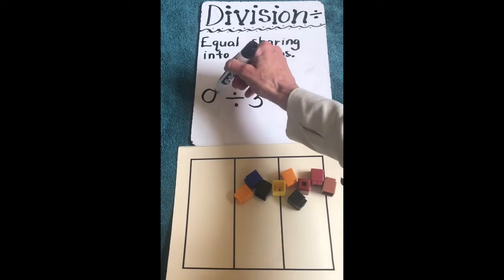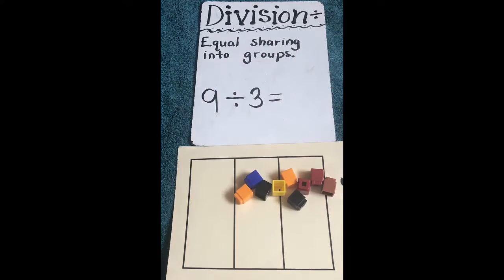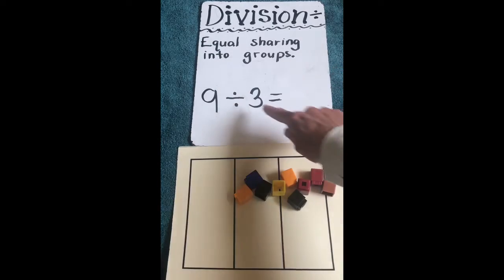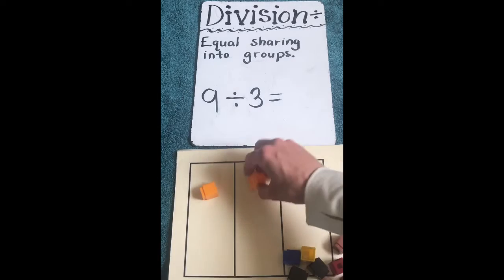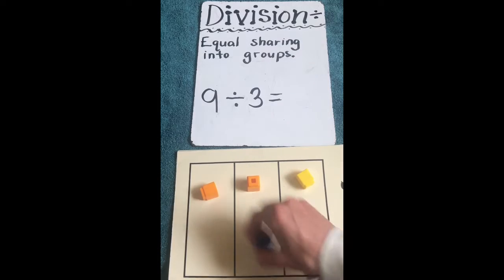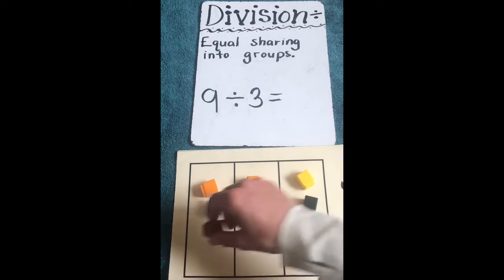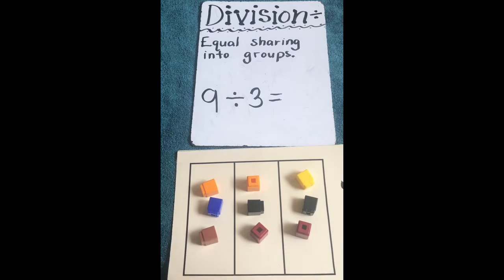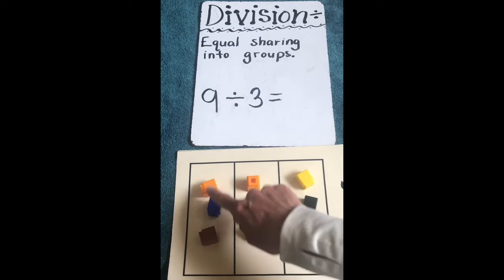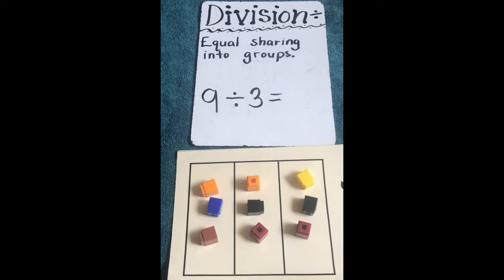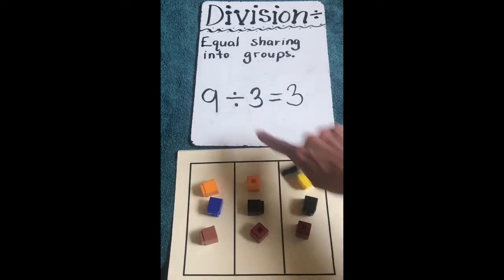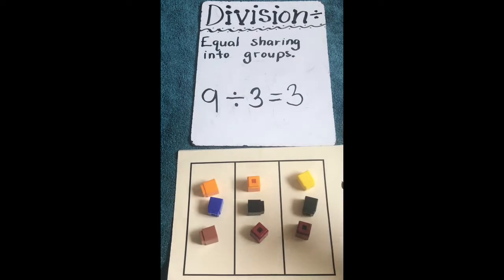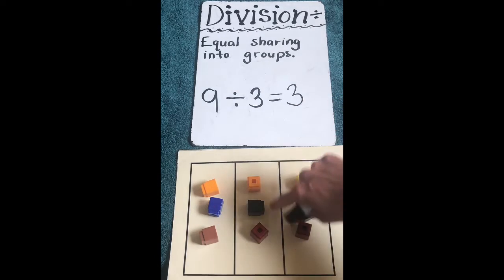So let's go ahead and write that number here. 9 divided by 3. So we need to divide it or share it into 3 equal groups. 1 in each group, 2, and 3. All right, before we write our answer, let's double check. Do we have the same amount in each group? And do we have 3 groups? Yes, we do. So we have 3 in each group. So if I have 9 blocks and I divide it equally into 3 groups, that means each group gets 3.